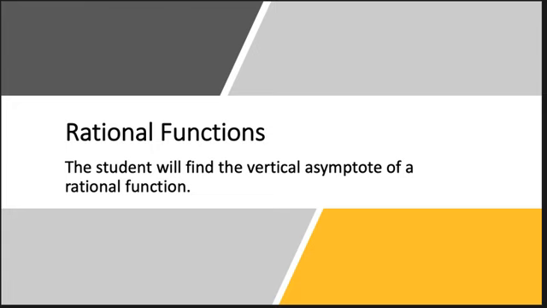So what we're going to be doing in this screencast, in the second part of our screencasts on rational functions, we're going to be finding the vertical asymptotes. Now here's the official definition.